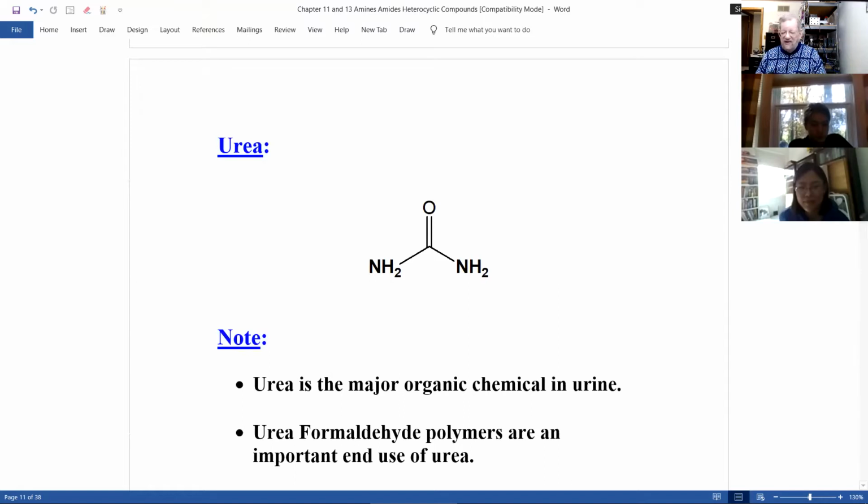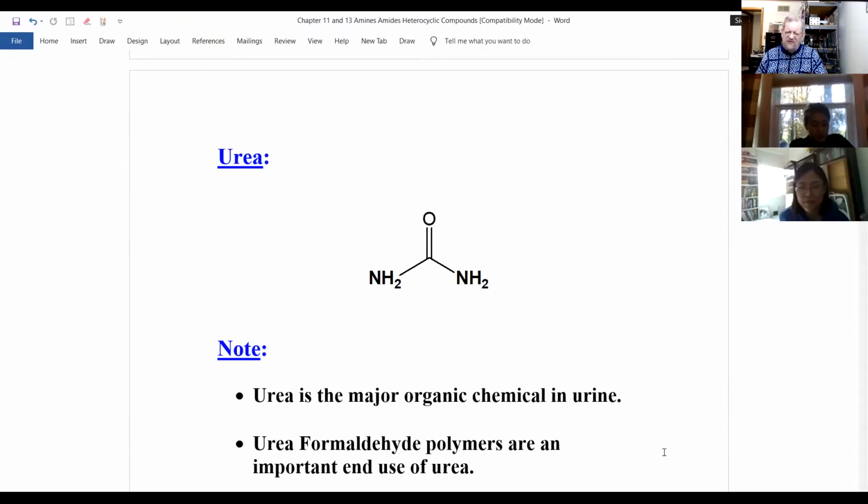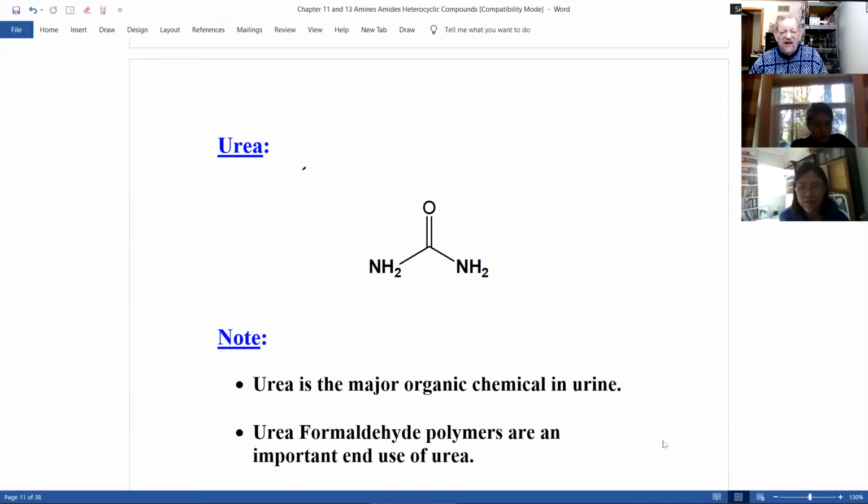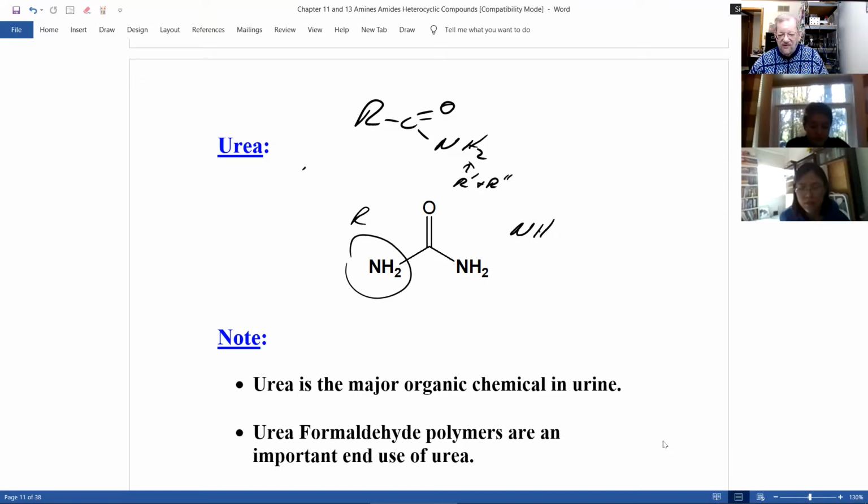Now, a very interesting amide, which at first glance you say, is that an amide? Well, this reacts like amides, so it's considered an amide. That's where R prime and R double prime are hydrogens, and the R group is not carbon, it's NH2. And here is another way of drawing this so you can see it better. And this is called urea.